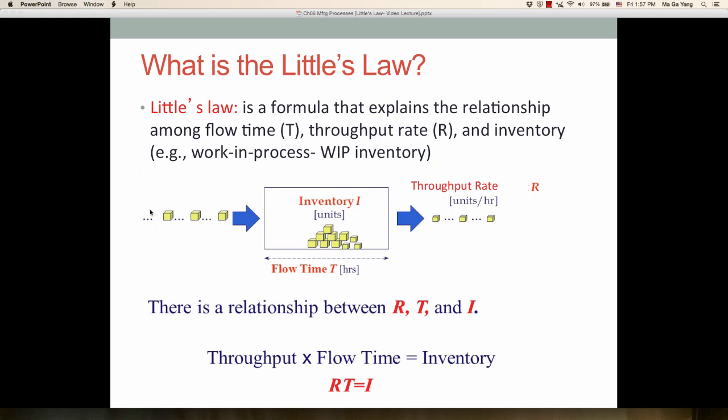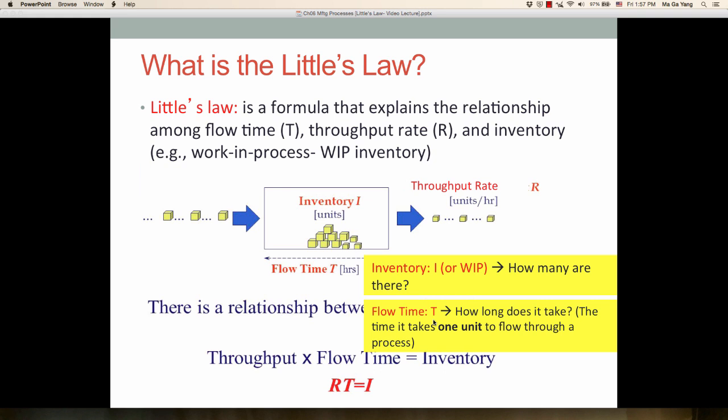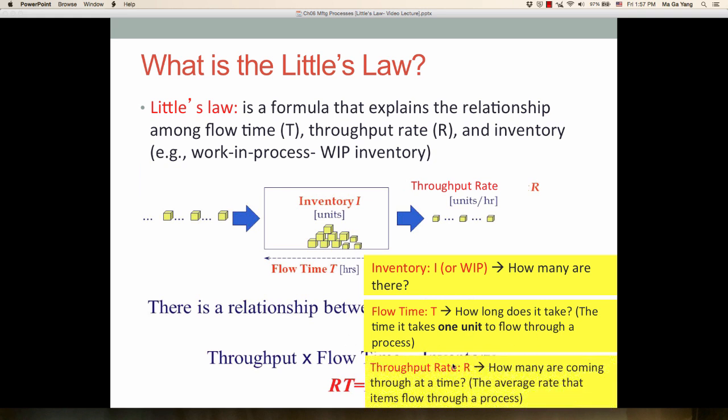Here is the situation. The inputs are coming into the system, they remain in the system for a while, and they are coming out from the system. Here we see that inventory or WIP is defined as how many units there are. Flow time T indicates the time it takes one unit to flow through a process. Finally, throughput rate R indicates the average rate at which items flow through a process. So these are the three variables.